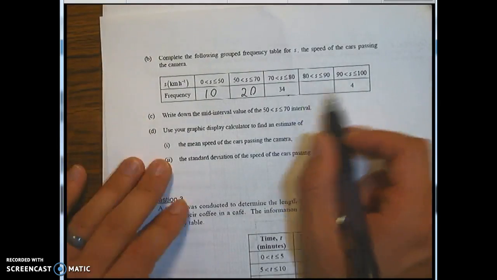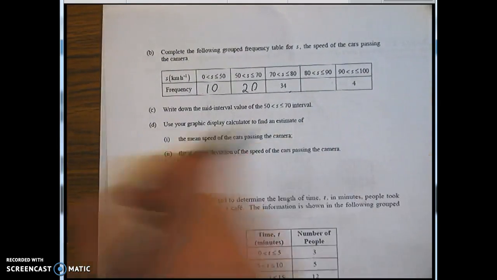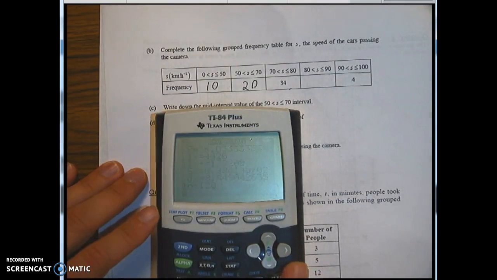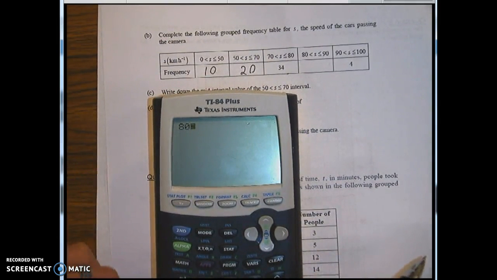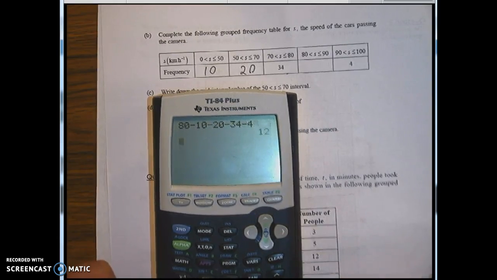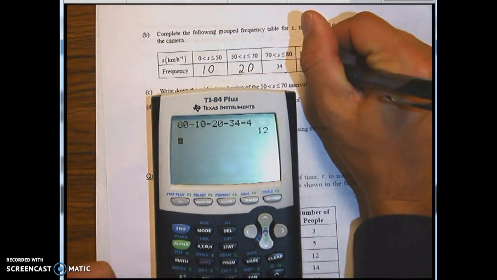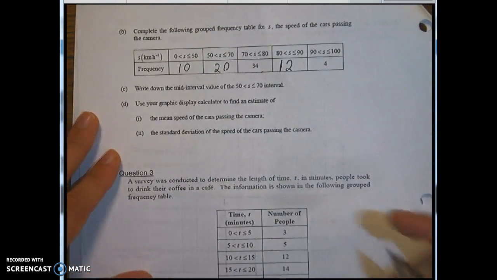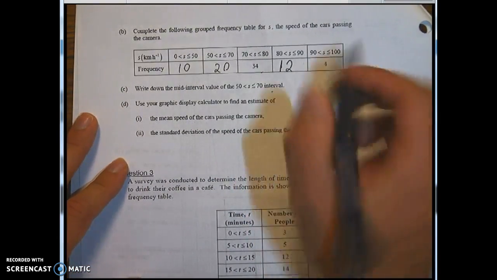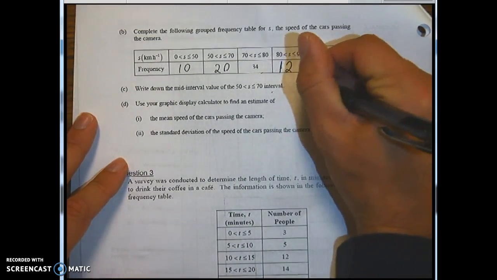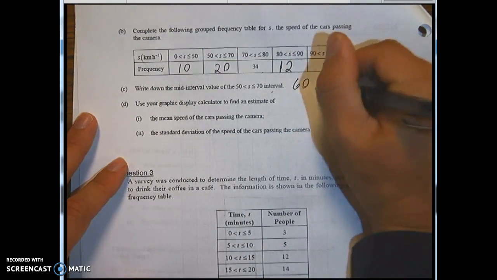So if we're smart, we don't need to refer back to the graph for this 80 to 90, because they told us there's only 80 cars total. So I can just simply do 80 minus 10 minus 20 minus 34 minus 4, and I'm left with 12 cars right there. The mid-interval value of the 50 to 70 interval, that's simply 60, and that would be kilometers per hour.